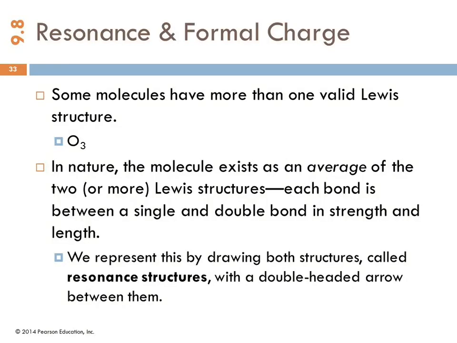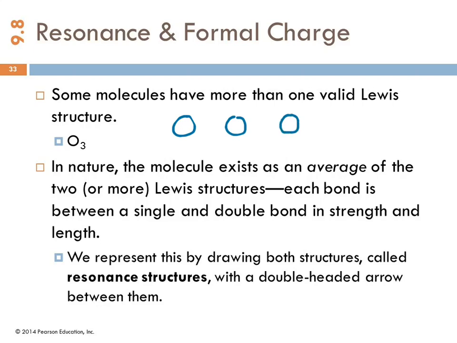Section 9.8, resonance and formal charge. Some structures have more than one valid Lewis structure. So let's look at ozone, which is O3. Drawing that, we've got 3 oxygens. So they're going to have to go in a row.